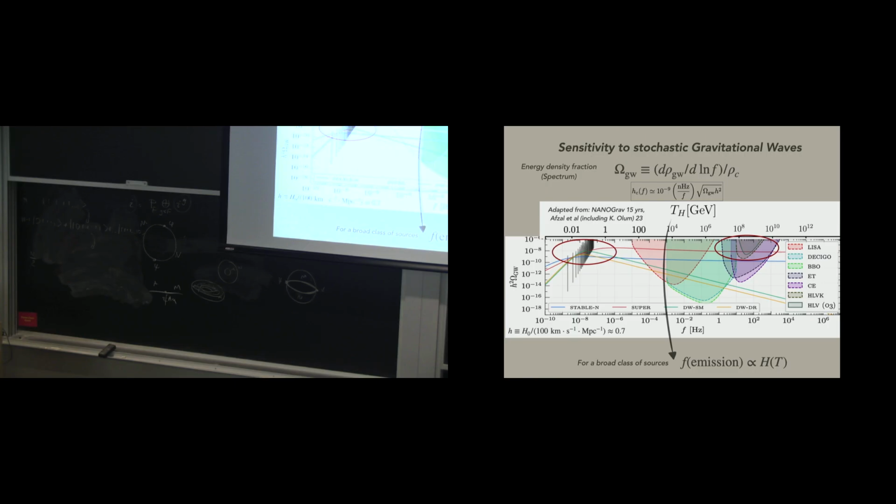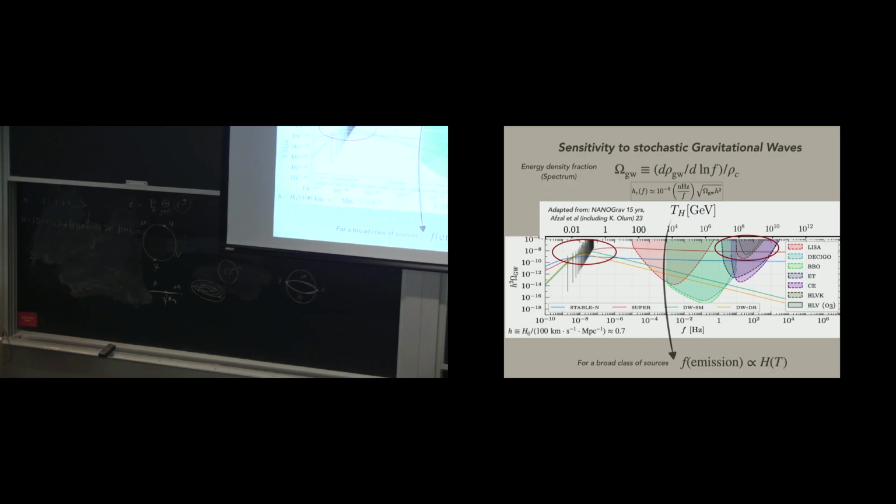This is the O3 bound, the solid sensitivity curve is from O3. And the dashed curves are all from future interferometers. Okay, LISA is this red one, and this is Einstein Telescope and Cosmic Explorer.